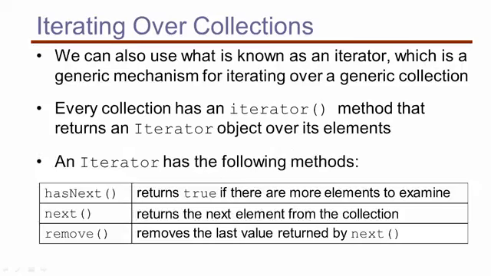This iterator has 3 methods. The hasNext method, which allows you to test if there is another element in the collection. The next method, which allows you to access the next element in the collection. And optionally, the remove method, which allows you to delete from the collection the last element that was accessed.